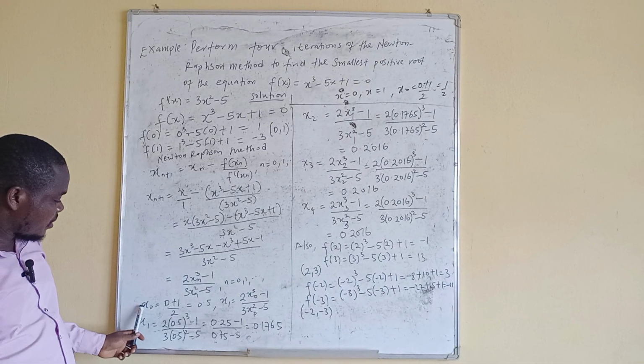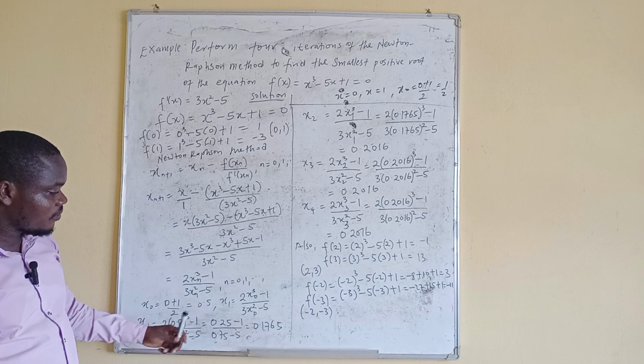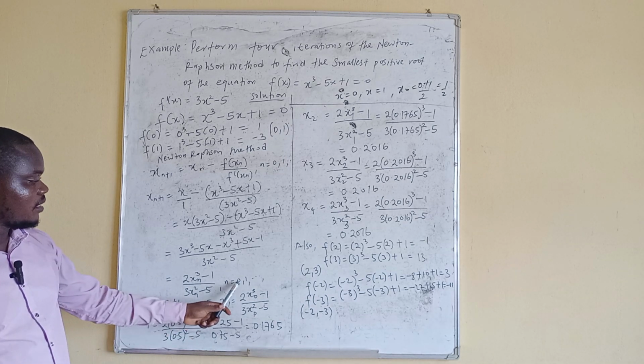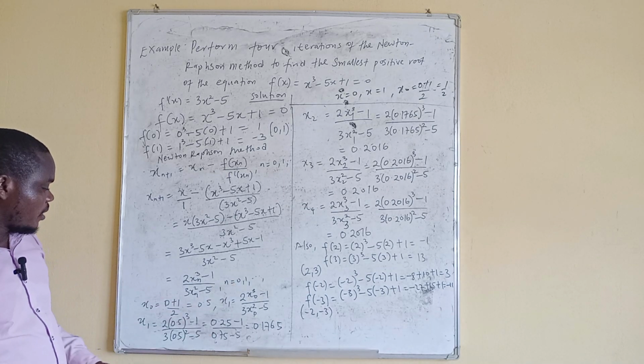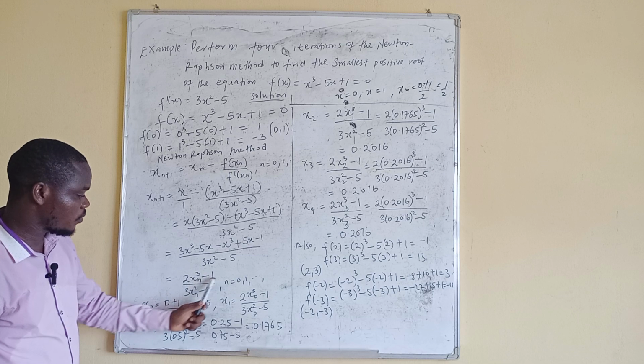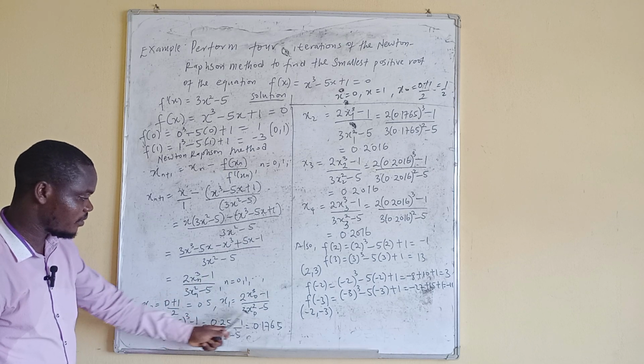Now, I said earlier, x equals 0.5. So if we replace x with 0.5, when n is 0, we have (2x0³ - 1) over (3x0² - 5).